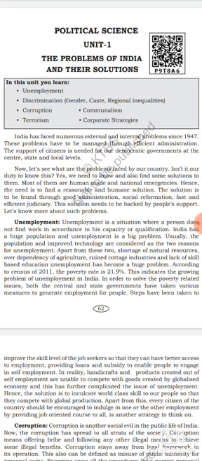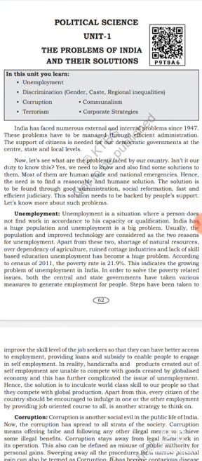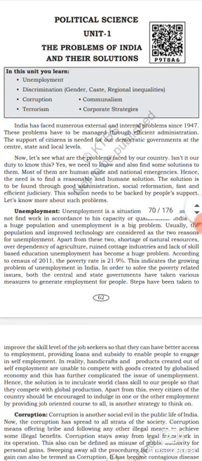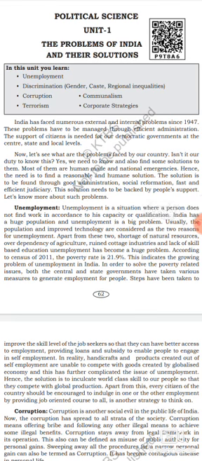Let's know more about such problems. Let's see now what kind of problems our country faced. First one, unemployment. Unemployment is a situation where a person does not find work in accordance with his capacity or qualification. Listen, dear students, this is very important for 1 mark.